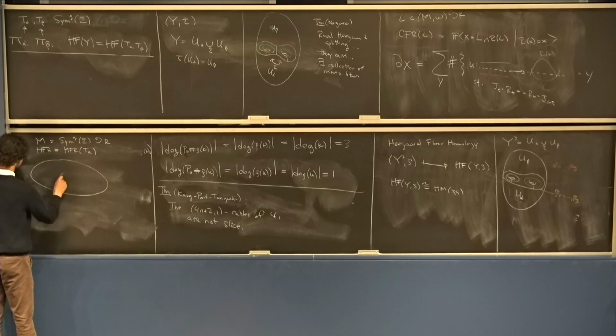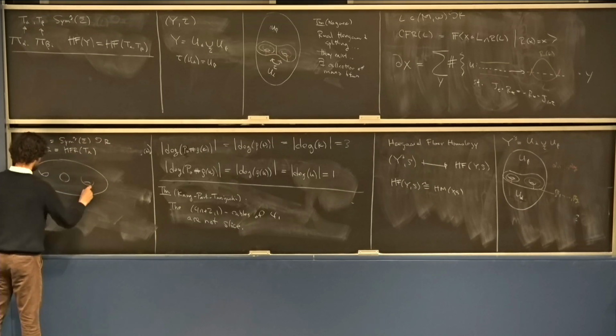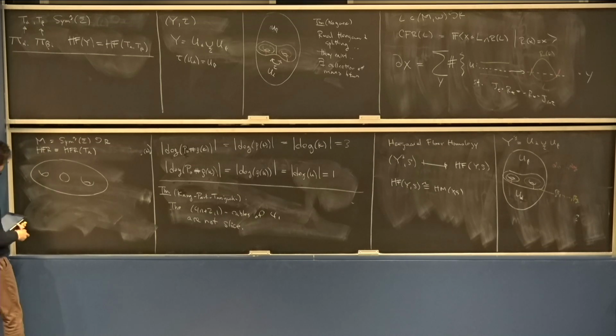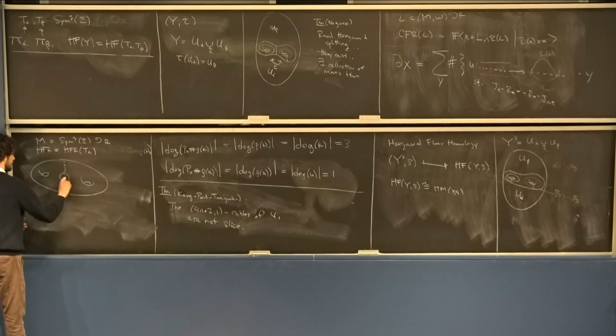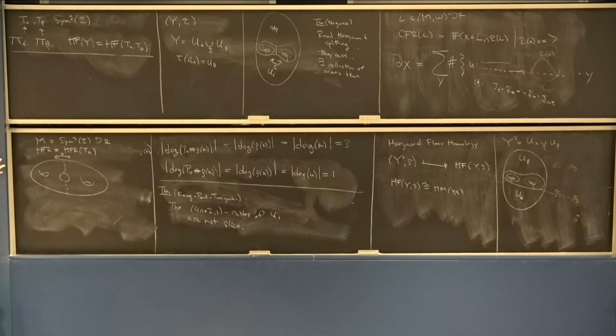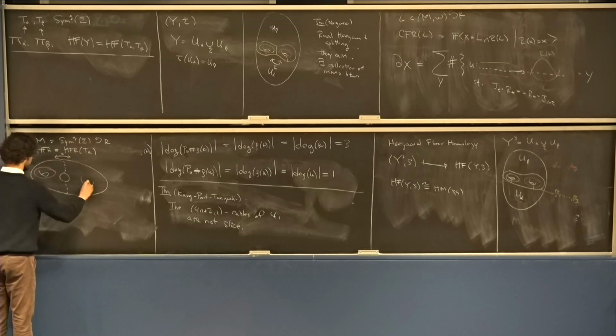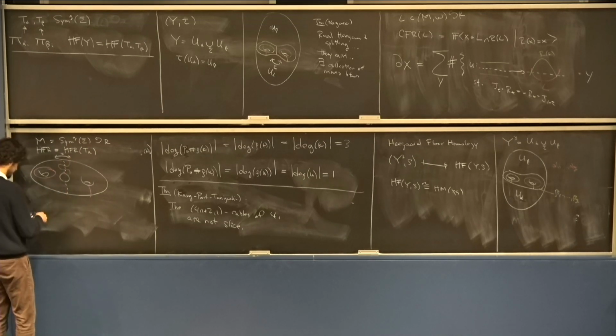So maybe let me give you a silly example. Again, I'll think of my involution as just being reflection on the surface, and I need to draw some symmetric collection of alpha curves.